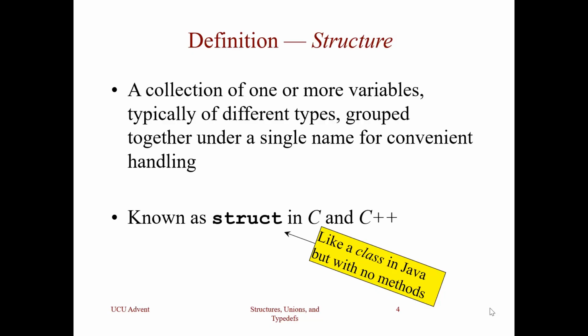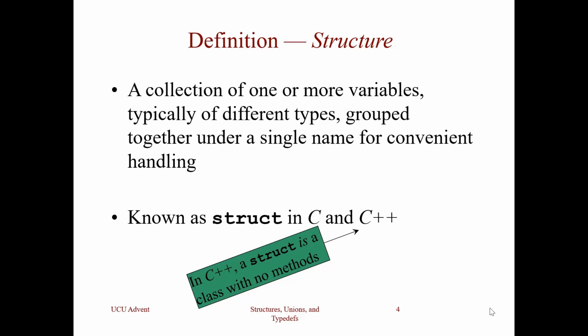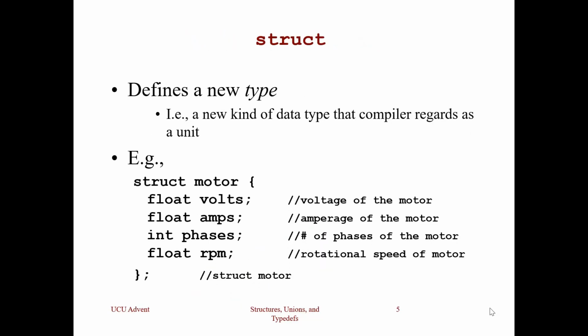This struct can be like a class you have programmed with in Java, but it has no methods. That means just a simple class or an abstract class. And in C++, a struct is a class also with no methods. So either way, we can now relate. A struct defines a new type, that's to say a new kind of data type that a compiler regards as a unit.